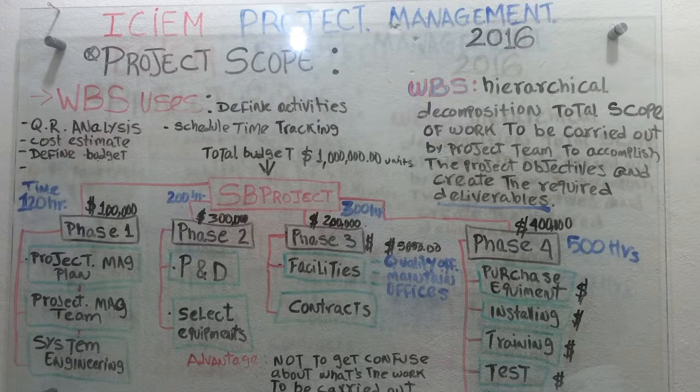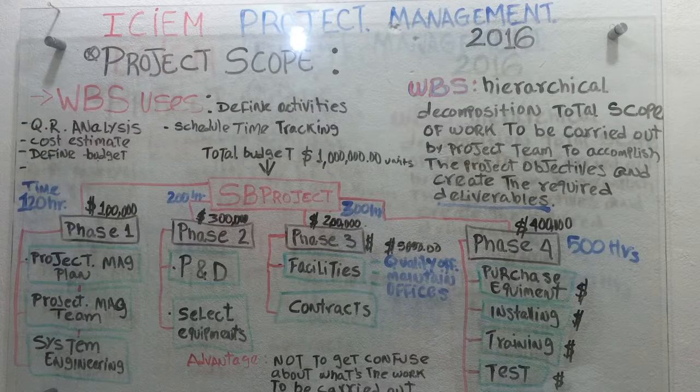Another use of the work breakdown structure is to define or measure the estimation of our costs. When we have that kind of diagram and scheme chart, we can define the amount of money for each phase of our project. Here we define 100,000 for phase 1, 300,000 for phase 2, 200,000 for phase 3, and 400,000 for the final phase. This way, we can have an estimation of the amount of money we are going to use.